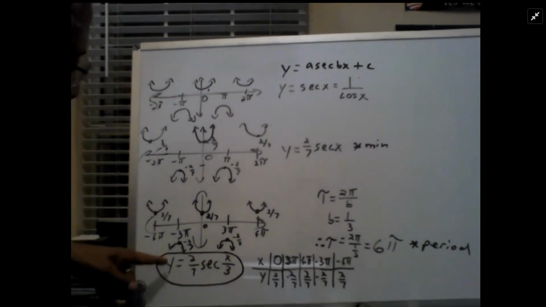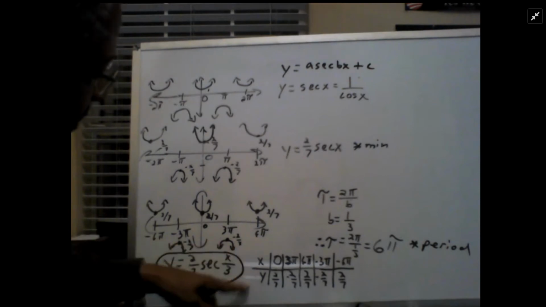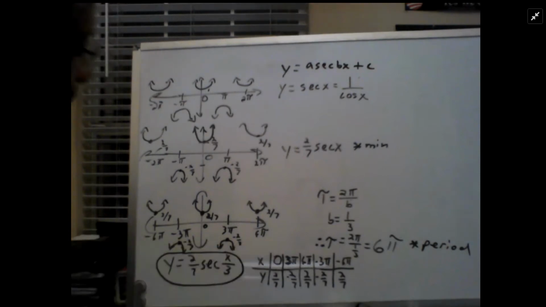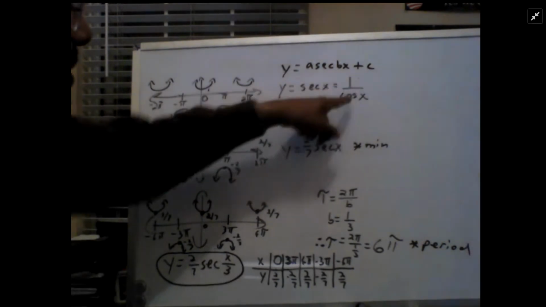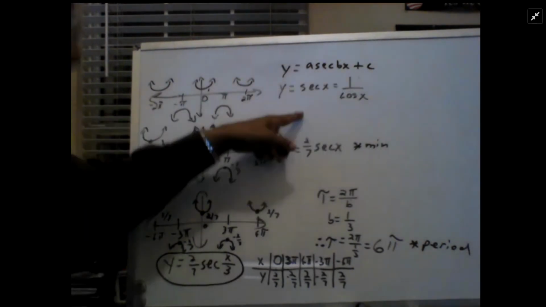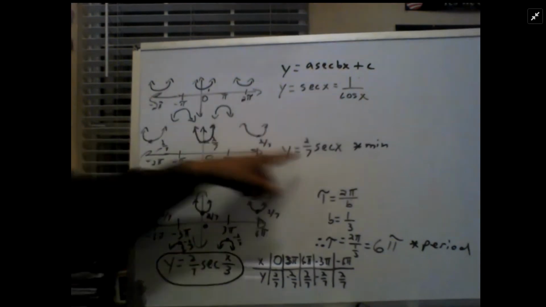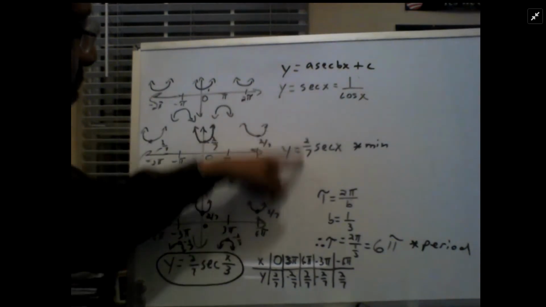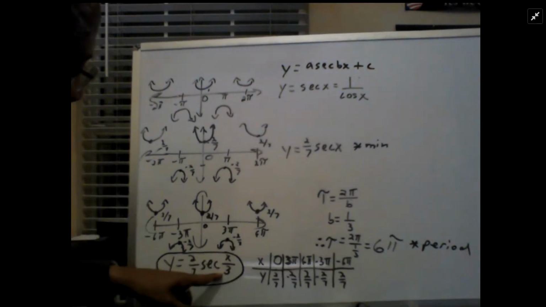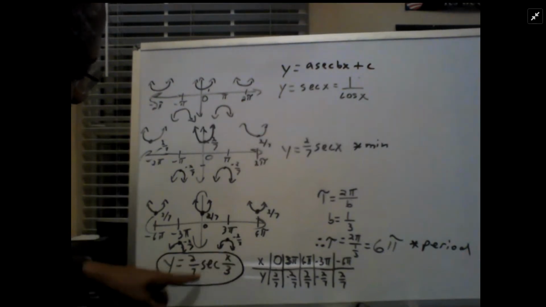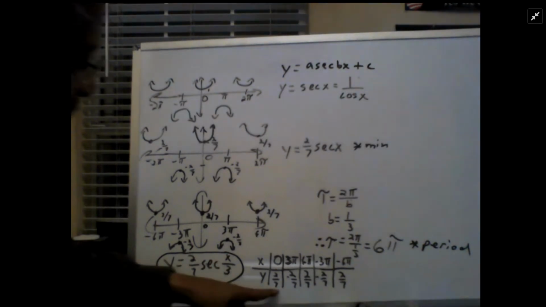Now, how did I get the graph? A little xy table here. If x equals 0, noticing that your secant x is 1/cosine x, so 1/cosine 0 will be 1/1, right? But in this case here, I happen to have a 2/7. Let's come down here, 2/7 secant x over 3. So if x is 0, I have the secant 0 is 1, and 2/7 times 1 is 2/7.